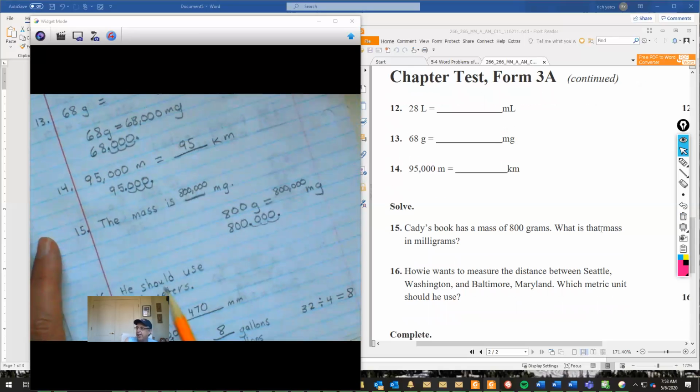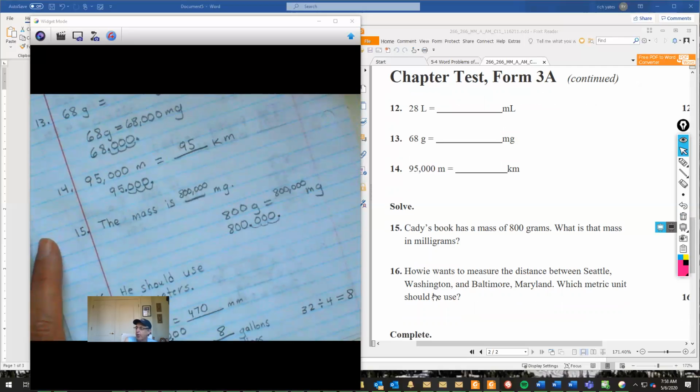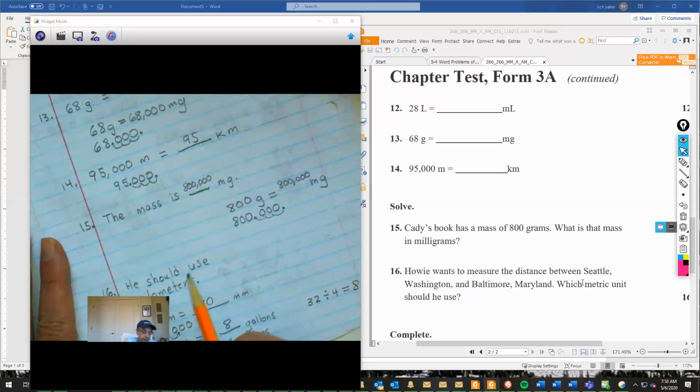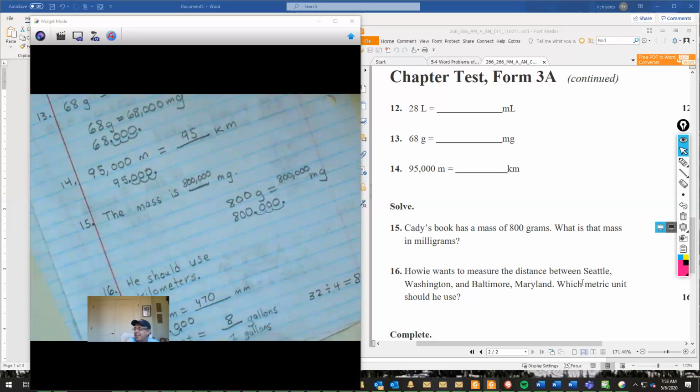Number 16, Howie wants to measure the distance between Seattle, Washington, and Baltimore, Maryland. Which metric unit should he use? This one you don't have to do any work on. You just have to think about it. I'm measuring distance. That means I'm going to be using meters or kilometers or millimeters or centimeters.